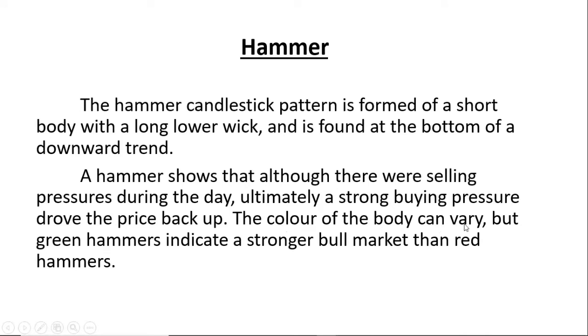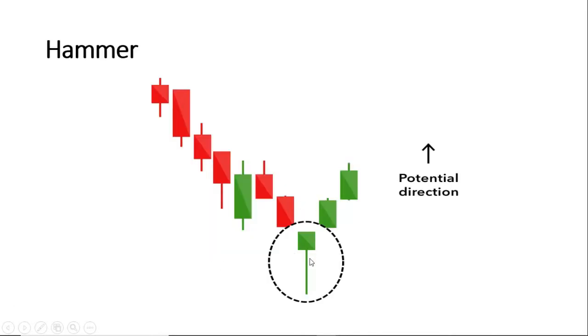The color of the body can vary, but green hammers indicate a stronger bull market than red hammers. So once you get a hammer like this, that means there is full bull power. That means the stock has the strength to go up. But you have to wait for the confirmation. When you get a hammer pattern like this, next you will get another candle. That candle is the confirmation for you that the market is going in an upward direction. By seeing this, you take a buy order here. The potential direction is upwards, so the stock price will increase even more. That is the hammer pattern.